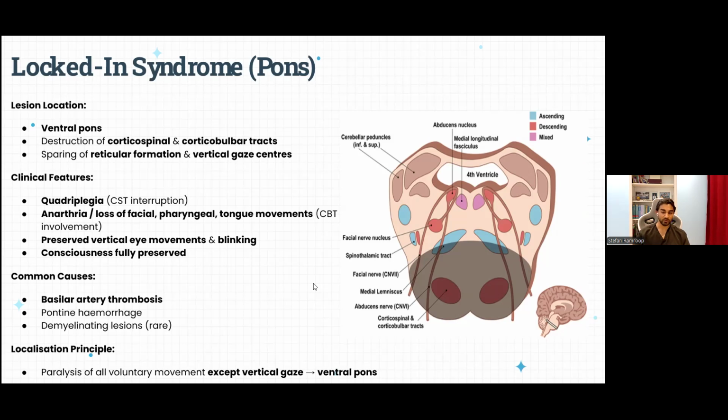frequent. So again, clinically, to diagnose it, you'll have a preserved consciousness, preserved vertical eye movements, but complete loss of voluntary limb and bulbar movements. And this will localize the lesion to the ventral pons.